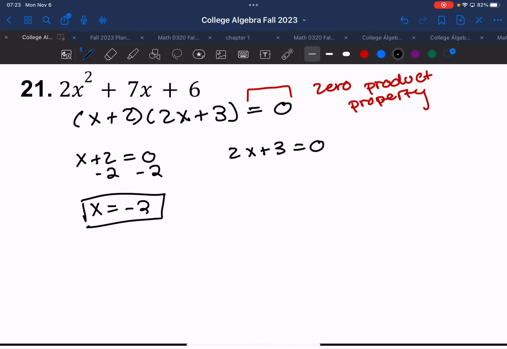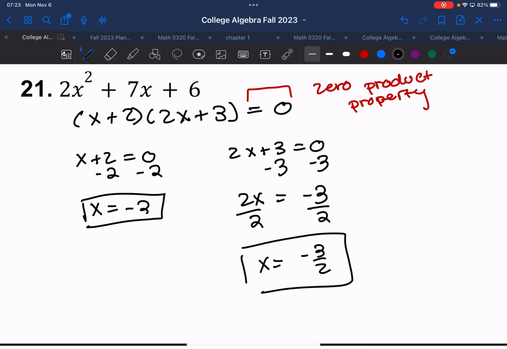What would we have to do first for the second one? Subtract 3, and we get 2x is equal to negative 3. What's next? Divide by 2, and we get x is equal to negative 3/2. That's our second answer. And that's it. That's that last additional step. So once you find the factors, if it's asking you to solve, then you just set them equal to 0. These solutions, x equals negative 2 and x equals negative 3/2, are our x-intercepts.